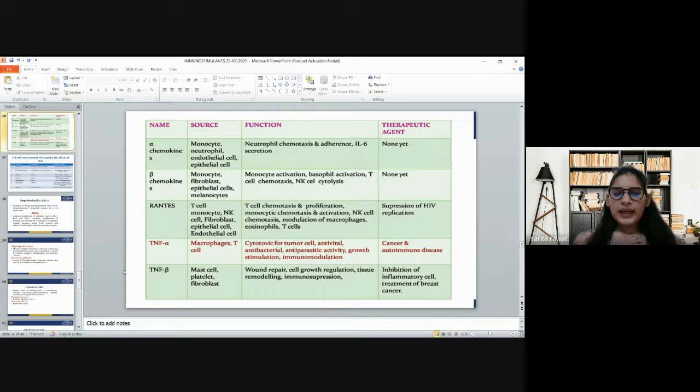Then the next we have TNF beta. So the source included mast cell, platelet, fibroblast. Then the function included wound repair, cell growth regulation, tissue remodeling, immunosuppression. Therapeutic agent include inhibition of inflammatory cell, treatment of breast cancer.